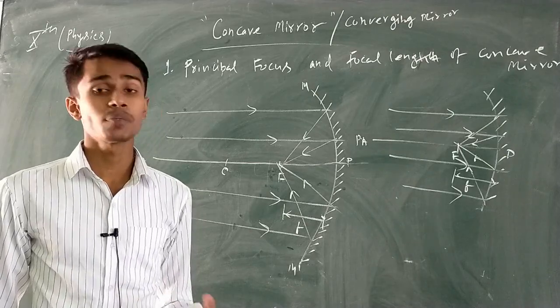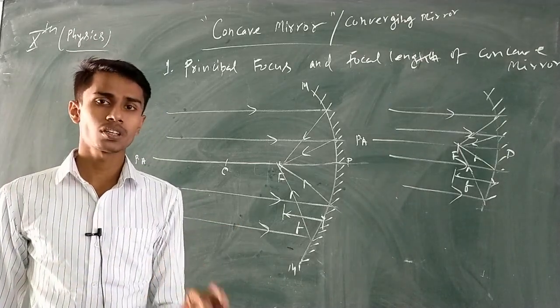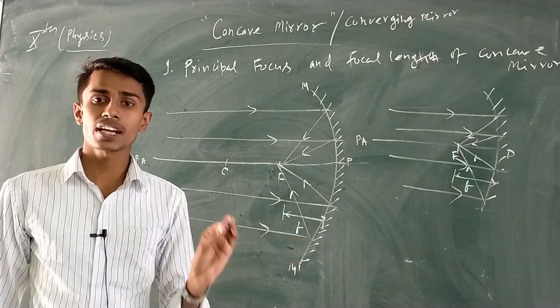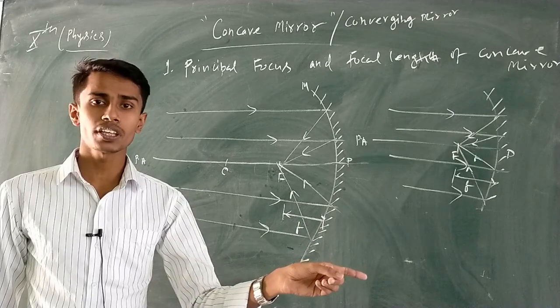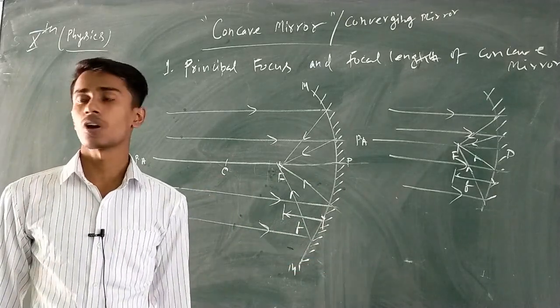Suppose a spherical mirror has a focal length of minus 15 cm. What is the nature of the mirror? The mirror will of course be concave. How could you conclude? Because the focal length is negative. Whenever a mirror has negative focal length, it indicates a concave mirror. Whenever a mirror has positive focal length, it will represent a convex mirror.